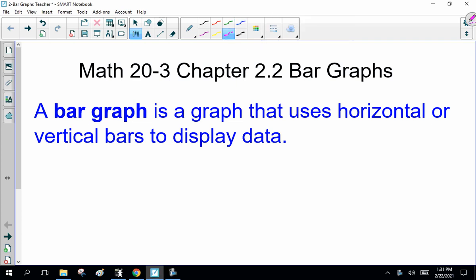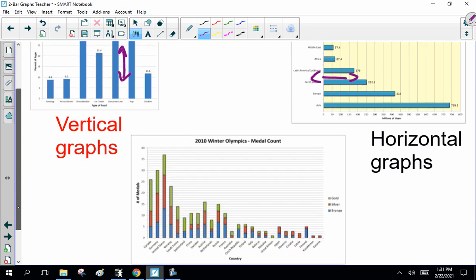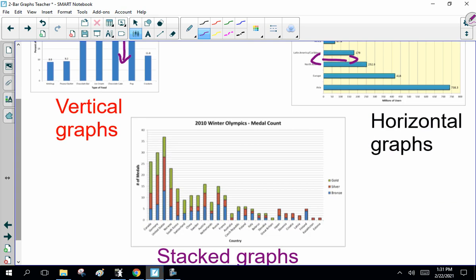Now, a bar graph is a graph that uses horizontal or vertical bars to display data. Okay. Now, there are many types of bar graphs. We have vertical graphs, up and down. We have horizontal graphs from side to side. And we have stacked graphs. That is more than one graph put together to try to save space.